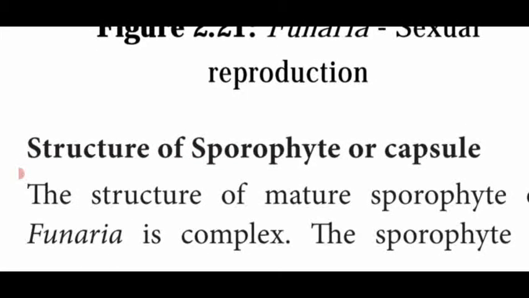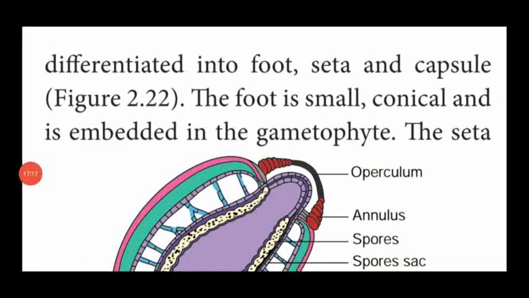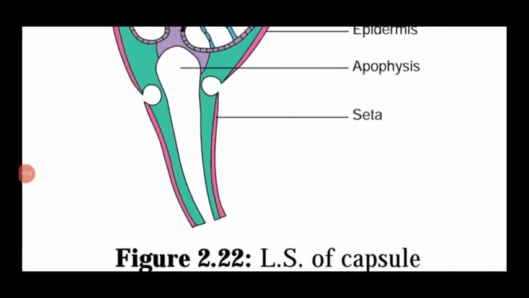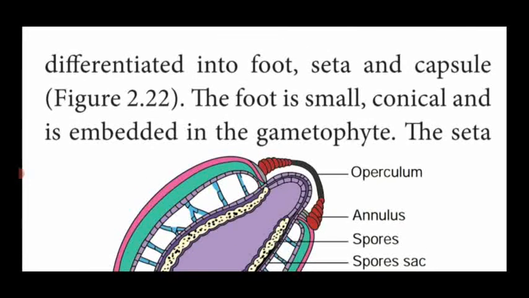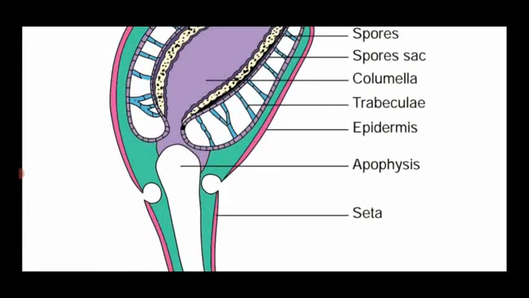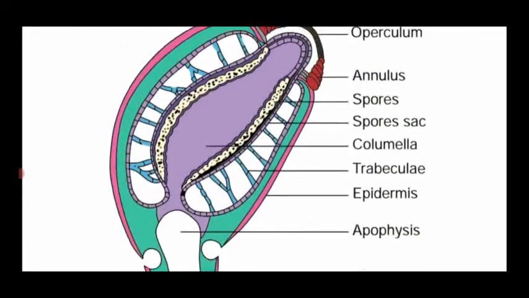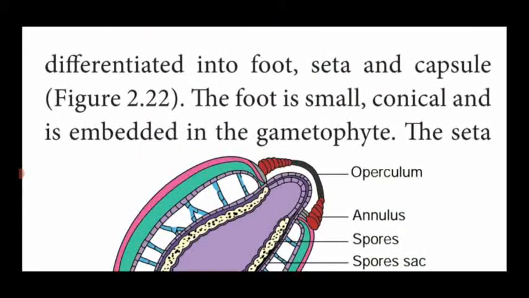The mature sporophyte of Funaria is very complex. The sporophyte is differentiated into foot, seta, and capsule, like Marchantia. Dear students, this is the structure of a capsule or sporophyte of Funaria. It's very important: 3-mark diagram, 5-mark diagram, and also 5-mark detailed answer. The sporophyte or capsule of Funaria is differentiated into 3 regions: foot, seta and capsule.